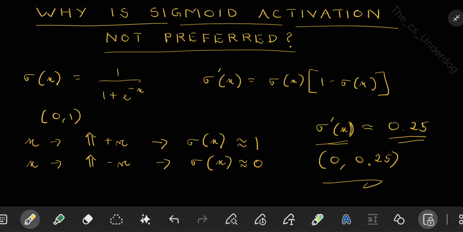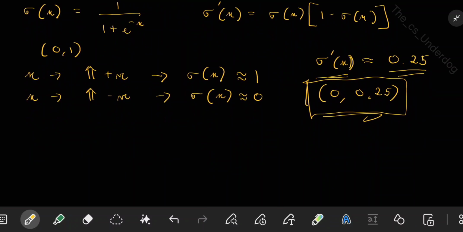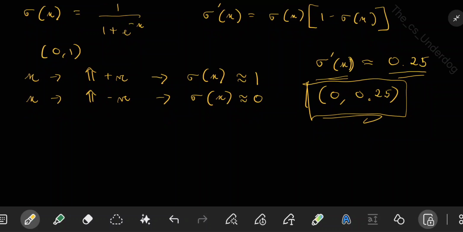That is, even though sigmoid takes values between 0 and 1, the derivative always takes value between 0 and 0.25. Okay. Now it's time for us to understand each of the negatives. First problem. First problem with sigmoid activation is something called as vanishing gradients problem.